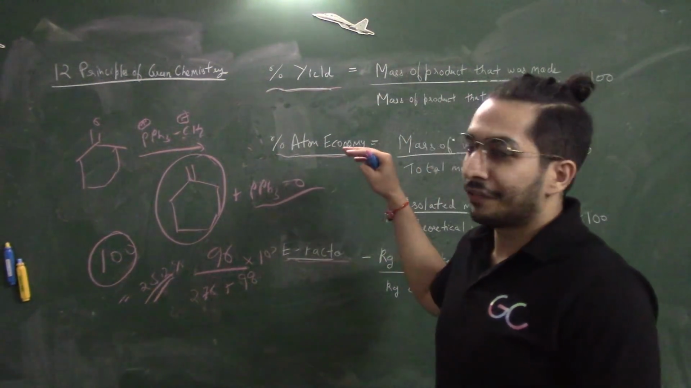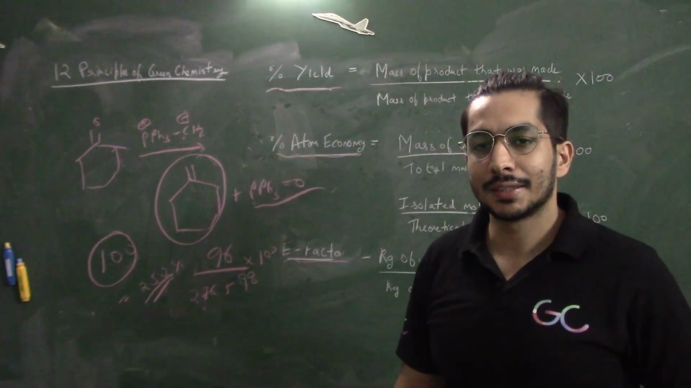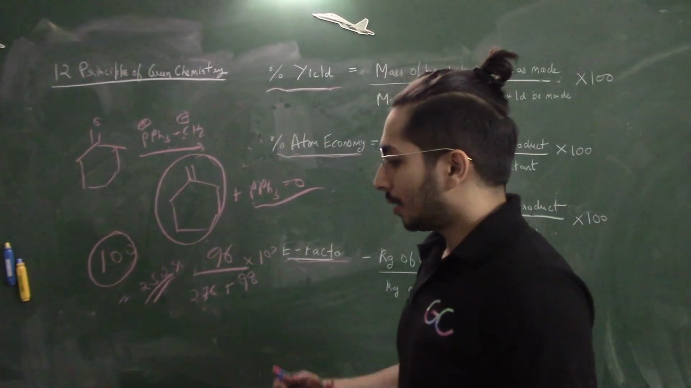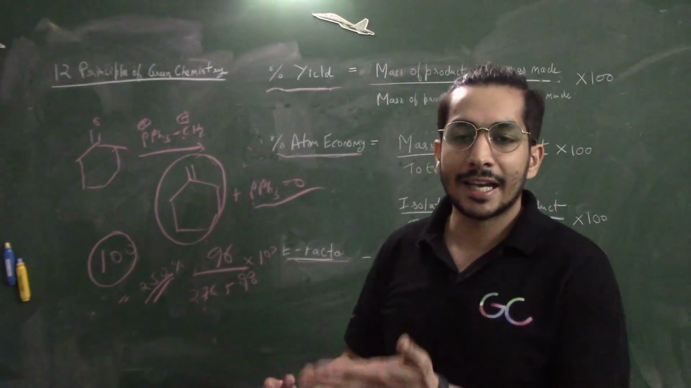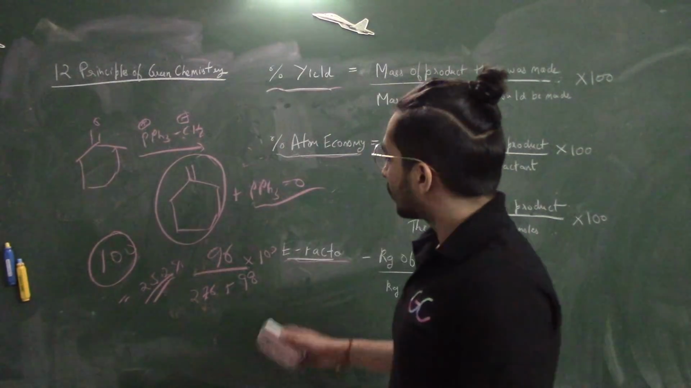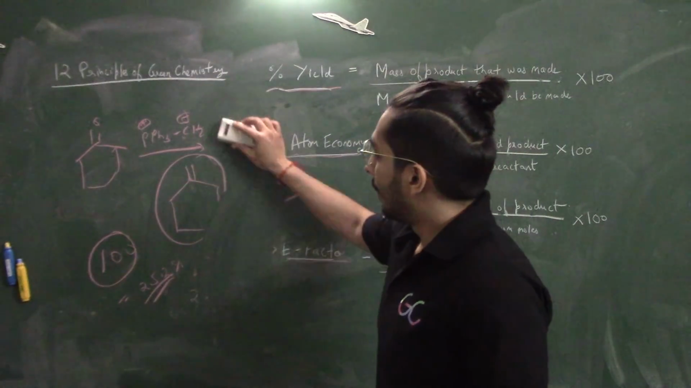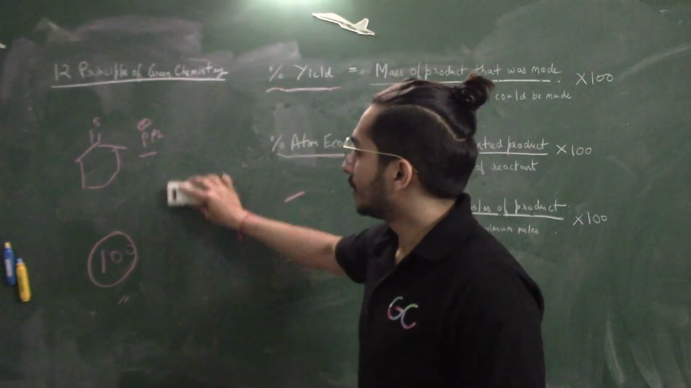So this is actually a very important metric in green chemistry, and this could be a potential question in the CSIR NET examination. Now let's look at highly atom efficient reactions also. I'll give you some examples, and the most straightforward example that I can think of is pericyclic reactions. Pericyclic reactions have 100% atom economy.